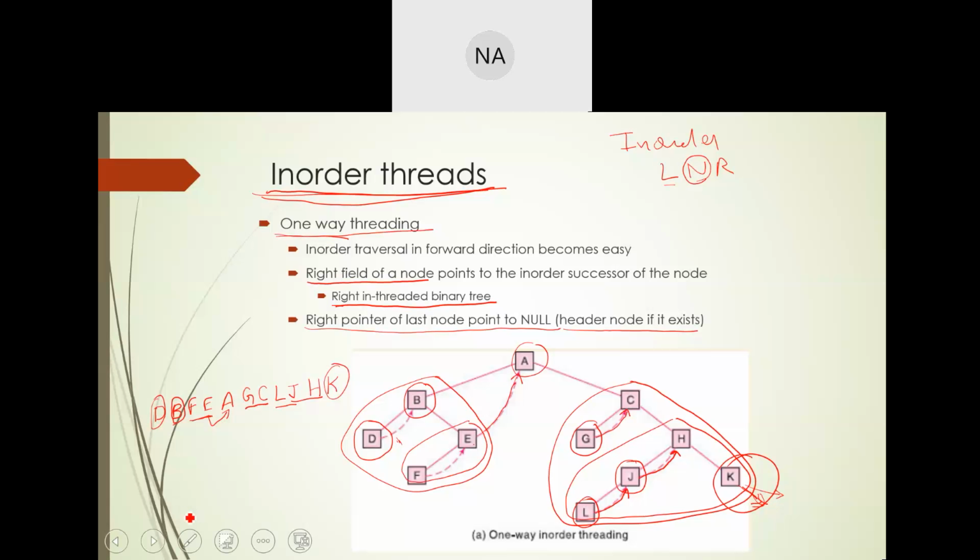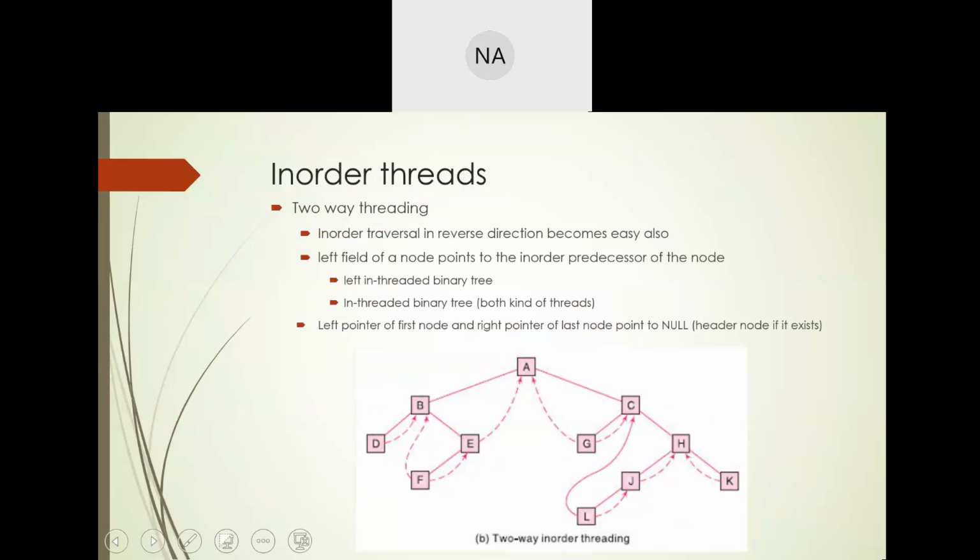So this is one-way threading. In this one-way threading, we are storing a thread in the right pointer field of the node, and that right thread points to the in order successor of the node. Another kind of one-way threading is when we store a thread in the left pointer field of the node, and that left thread points to the in order predecessor of the node.